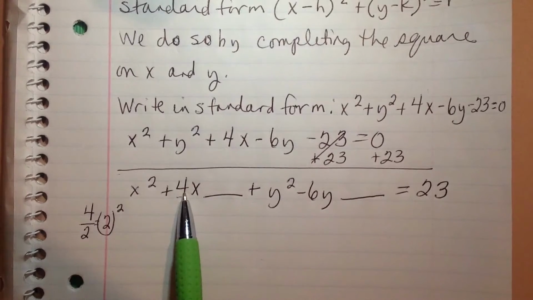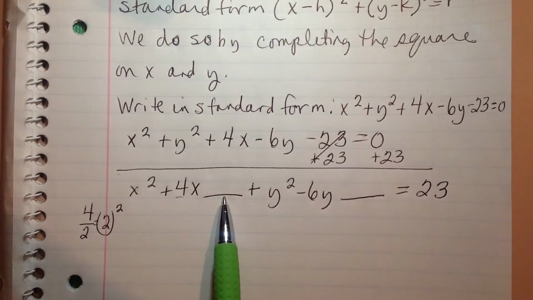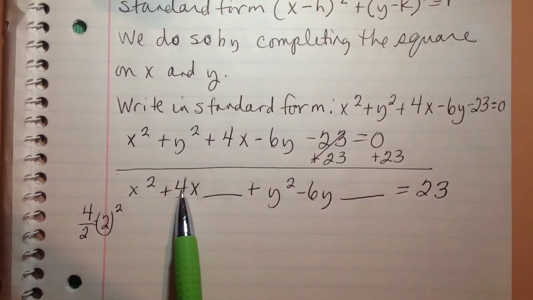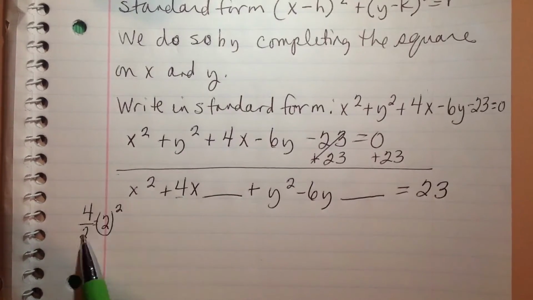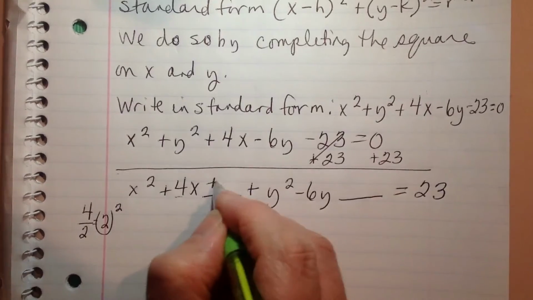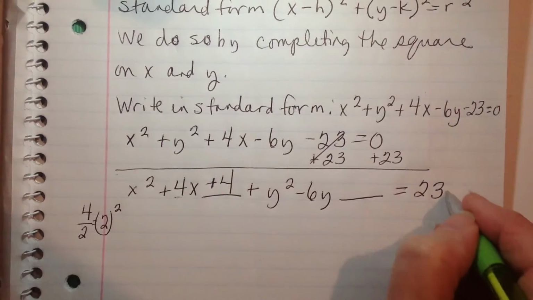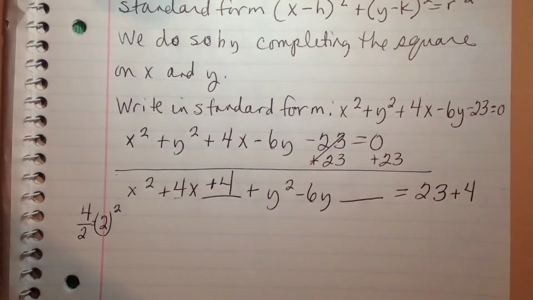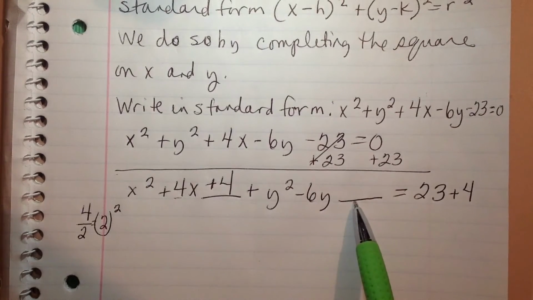You remember when we completed the square? When you complete the square, you are forming a perfect square trinomial that will factor into two binomials that are identical. So you do it by taking half of 4, which is 2. You take 2 and square it, you get 4. So when you add 4 on the left side, you must also add 4 on the right side.